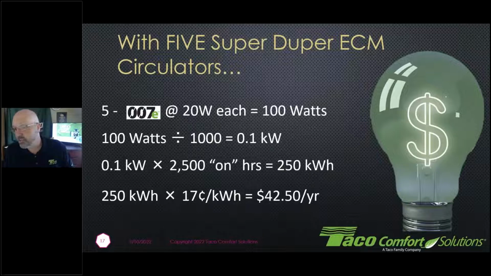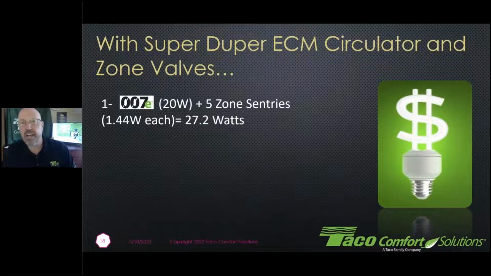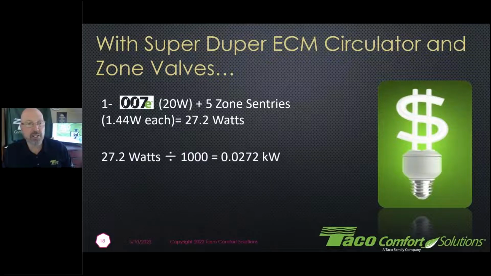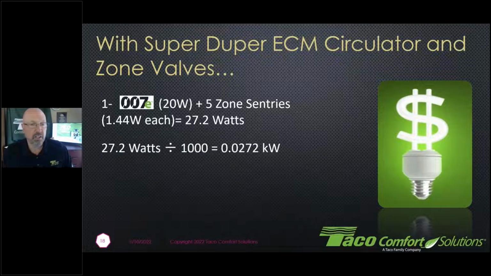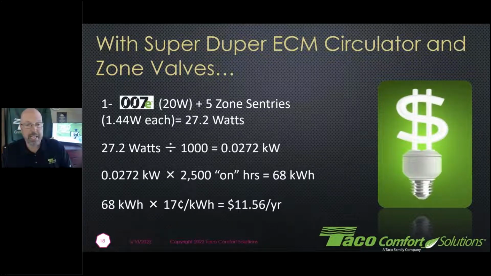So obviously, what's going to be next, everybody? Let's jump in with zone valves. So we put in 1 007E, 5 zone valves, do that same math, 1,000 kilowatts divided by 0.272, 2,500 on hours, and we get down to just under $12 a winter. Now this is where we're really saving every last kilowatt, or using it most efficiently at the same time.